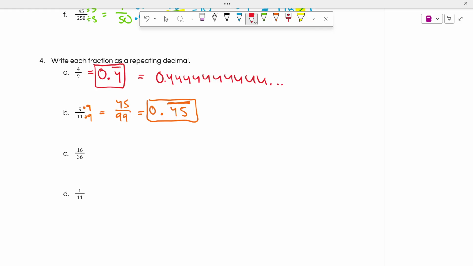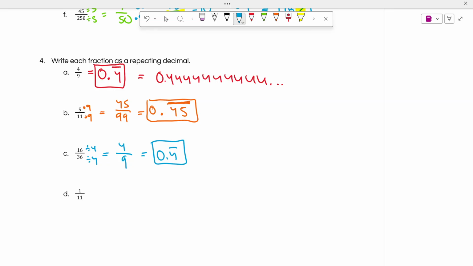Okay, if we take a look at 16 over 36, I personally can't think of what I can do with 36 to make 99 or 999. But I do notice that this fraction is able to simplify. So I'm going to choose to divide the top and bottom by a common factor of 4. 16 divided by 4 gives me 4, and 36 divided by 4 gives me 9. And hey, look, it's the same as question A. So of course, this is going to be 0.4 repeating.